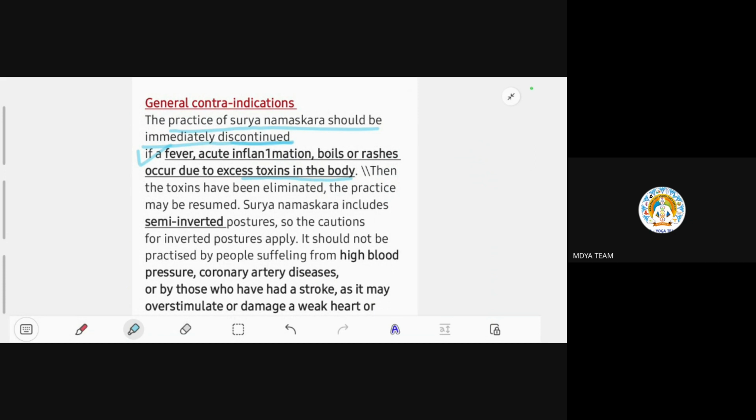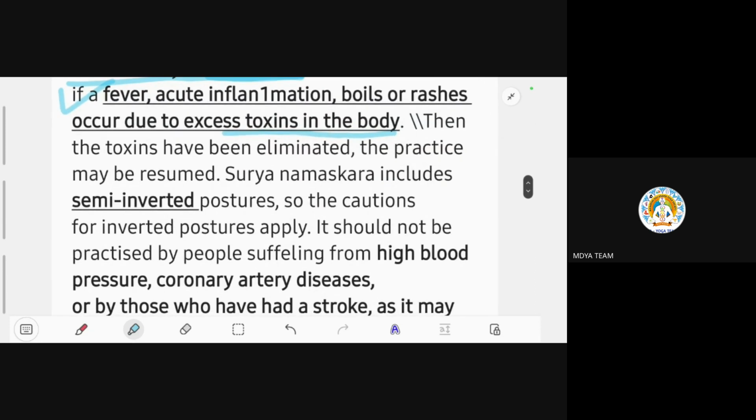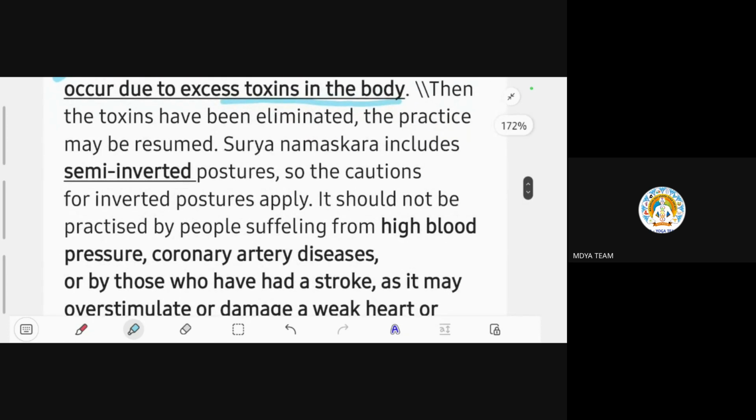If there is some such problem and the person is guided to practice Surya Namaskar, it shall be practiced under a good practitioner, and not in a rush. The person should perform slowly and in an open environment. But what we have to say is the person should not perform Surya Namaskar when there is fever, acute inflammation, boils, rashes, due to excess of toxins in the body, until the toxins have been eliminated. This is part of the Shatkarma Kriyas, the medicines and everything.